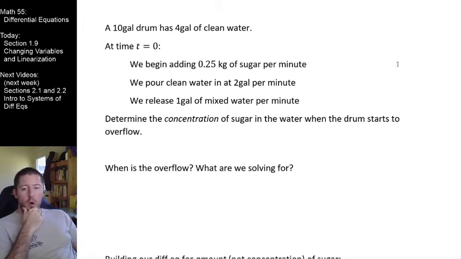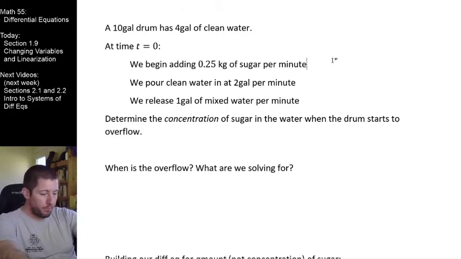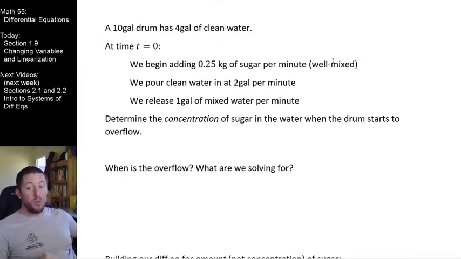A 10-gallon drum is now what we're dealing with here. It starts off with 4 gallons of clean water in it, right? Nothing in the water. At time zero, we're going to start doing three things. We're going to start adding the sugar at 1/4 of a kilogram per minute. And one of our hypotheses here is that everything's well mixed. Otherwise, we get a much, much more complicated problem to deal with here. We're also going to be pouring in clean water at a rate of 2 gallons per minute. And we're going to open up a stopper at the bottom of the drum that's going to release 1 gallon of mixed water, water with the sugar in it, per minute right there.